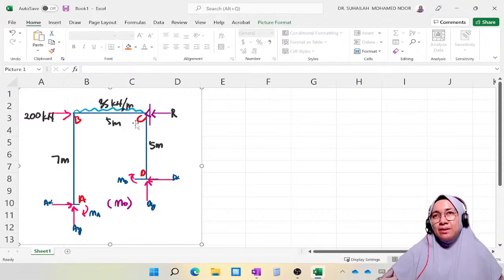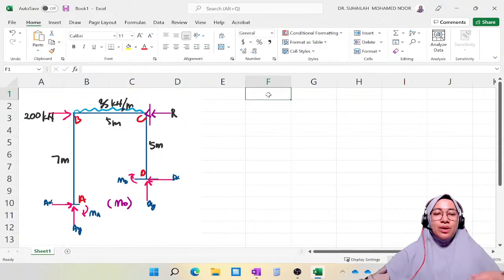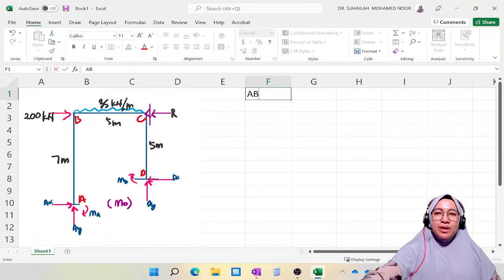Member end moment represents the moment at each end. One member has 2 ends, just like one element has 2 nodes. So we have 6 member end moments because we have 6 ends. We have AB.